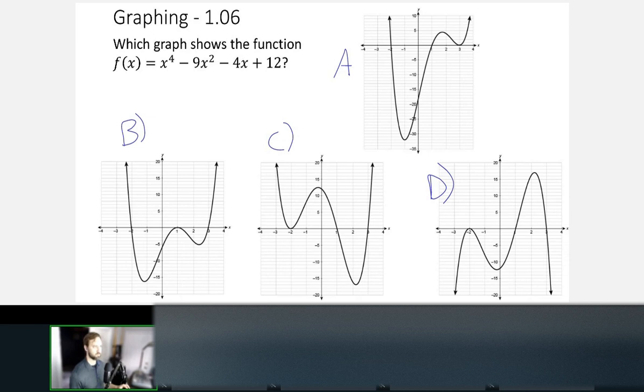So was it Rachel that said you plugged in 0 into x? Yeah, okay, it was Rachel. So yeah, that works. If you notice, the y intercept is different for all the problems. So if you plugged in 0, you got 0 minus 0 minus 0 plus 12. So the y intercept is 0 comma 12. Well, that's a negative y intercept.